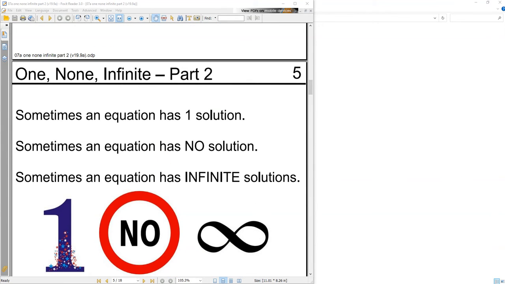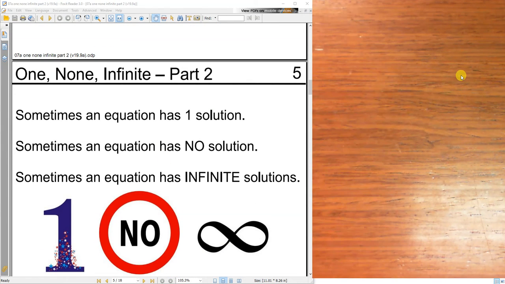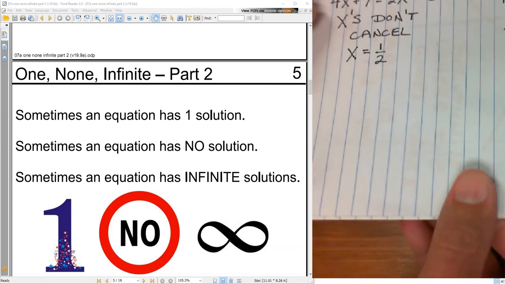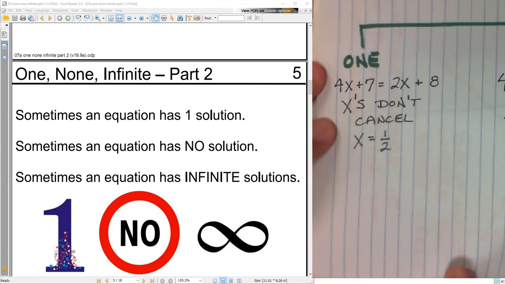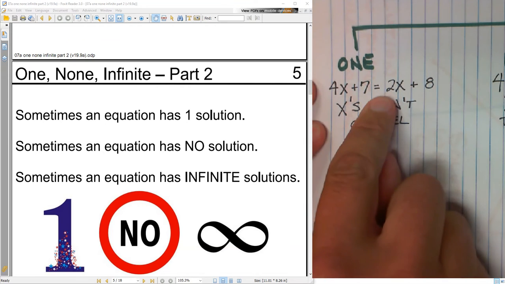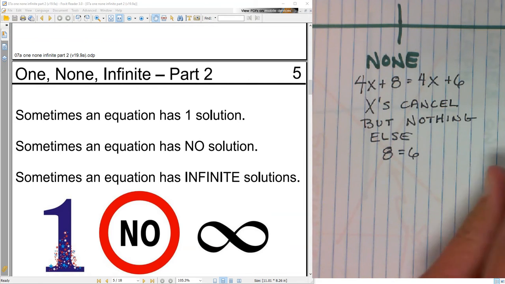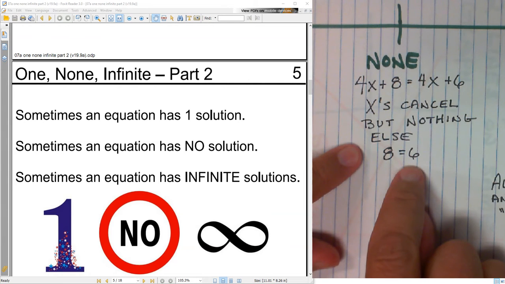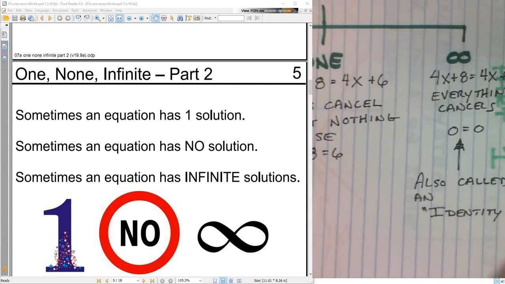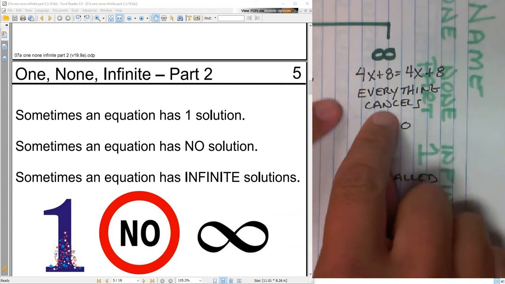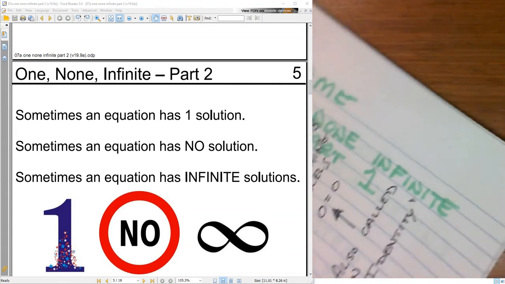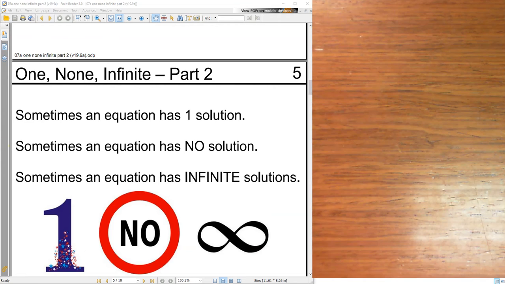So we've already started with this a little while back, and we did this. We figured out that for one solution, the x's don't cancel out. For no solution, the x's cancel out, but nothing else cancels out. And for infinite solutions, everything cancels out. So that's our jumping off point for today.